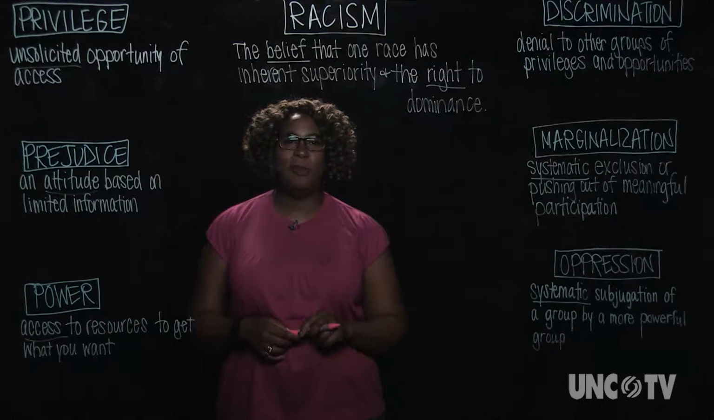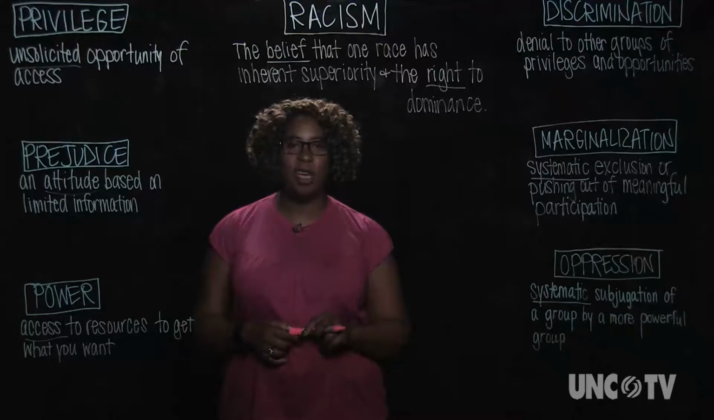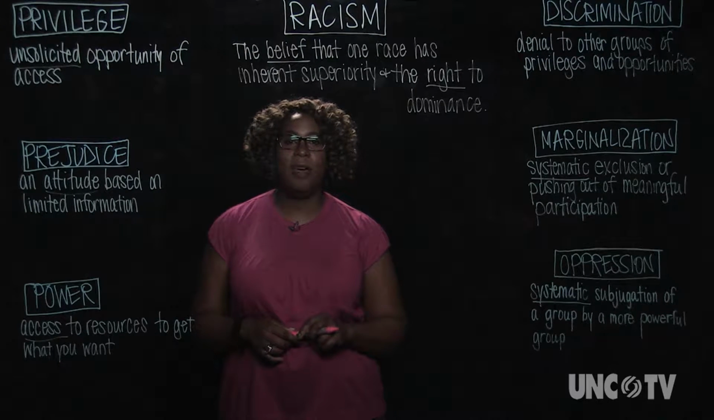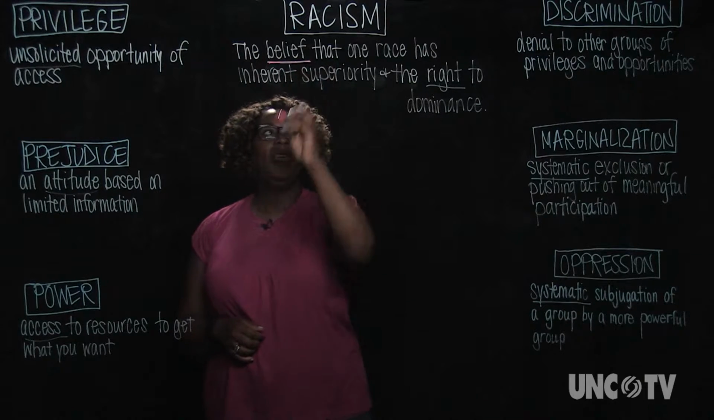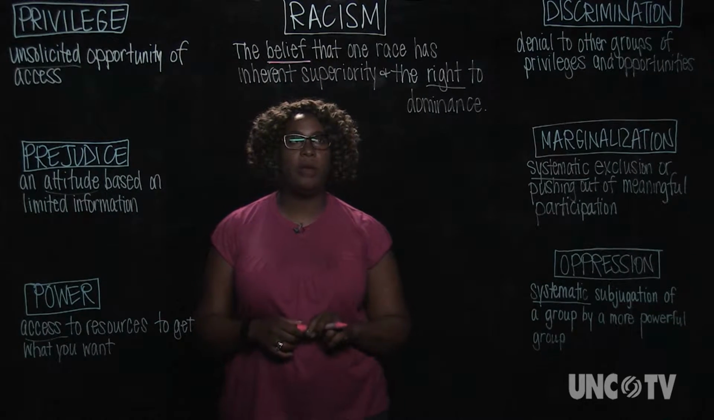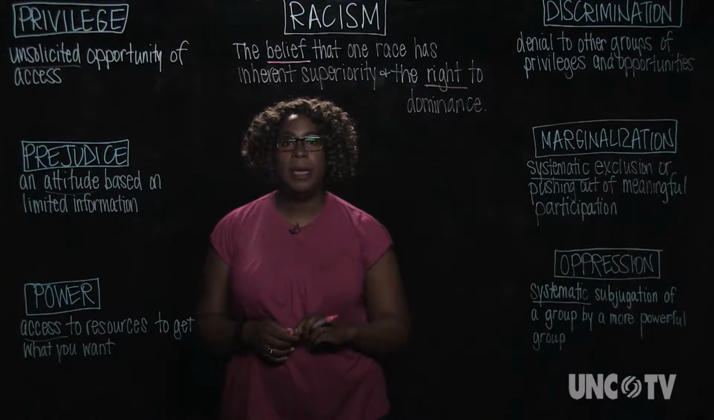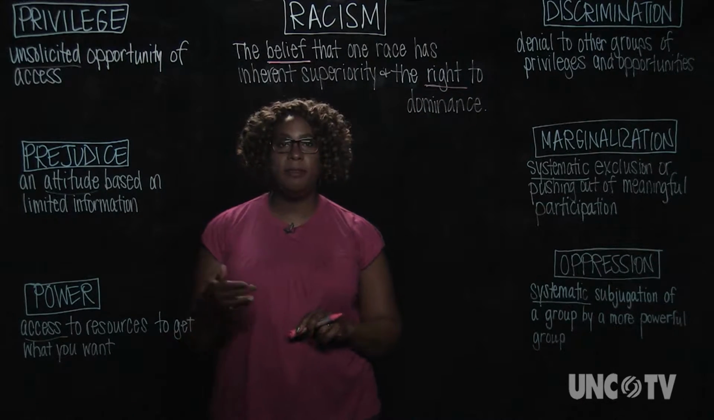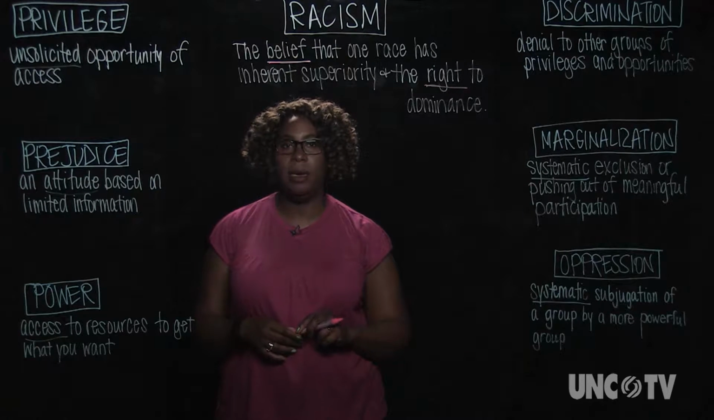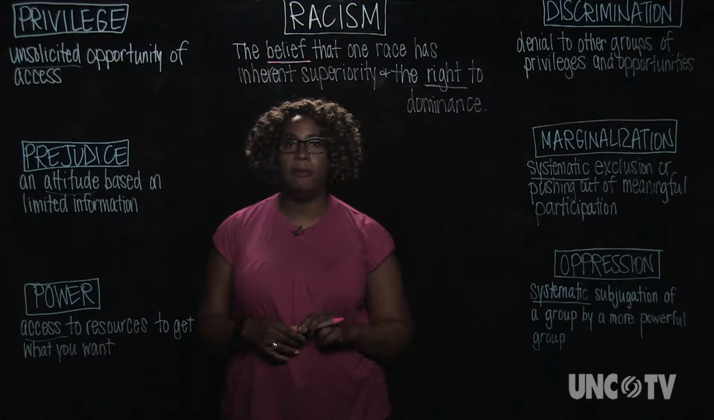Let's first define what race is, which is a social construct. Now let's define what racism is. Racism is the belief that one race has inherent superiority over other races and the right to dominance. Now let's examine the components of racism and how they can be examined on a micro and macro level.